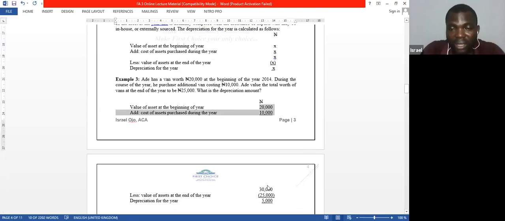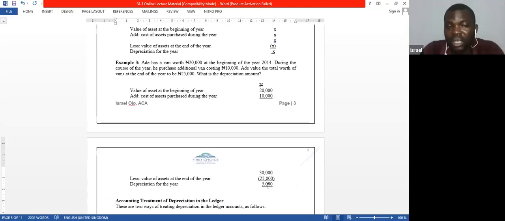Now that 30,000 naira is what? It is the total cost. But now they value it at the end. The value at the end now is what? 25,000. So it means that 30,000 and 25,000 give us what? A 5,000 difference. And that 5,000 is regarded as what? Depreciation for the year. That's the revaluation method for depreciation.